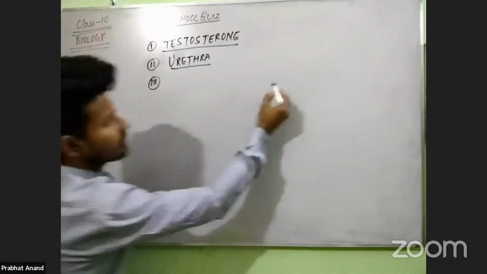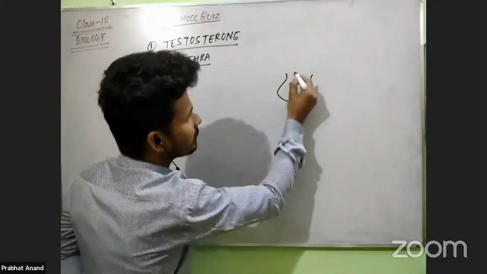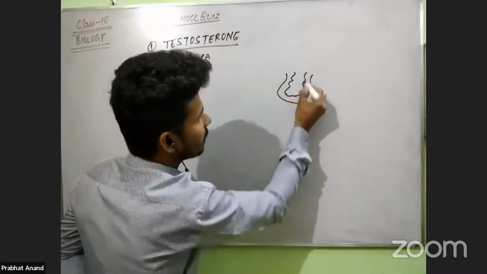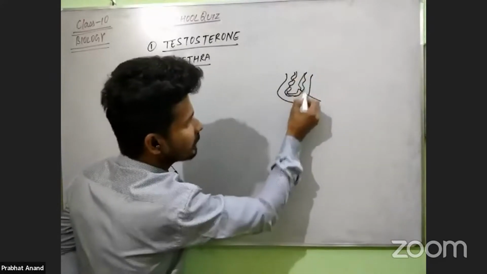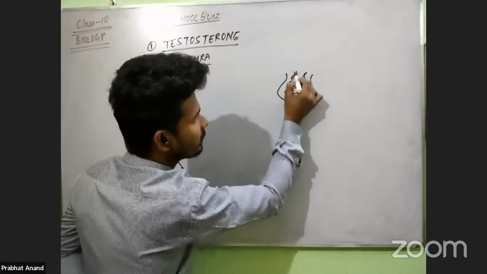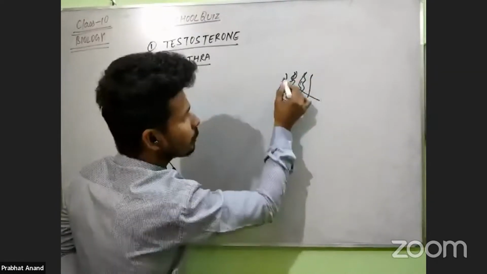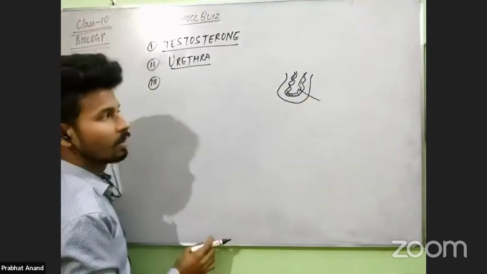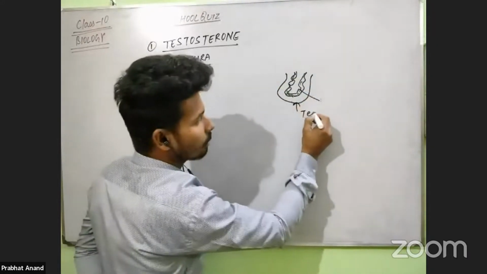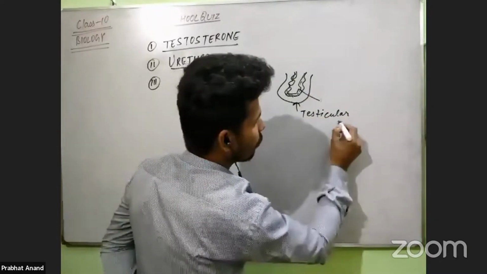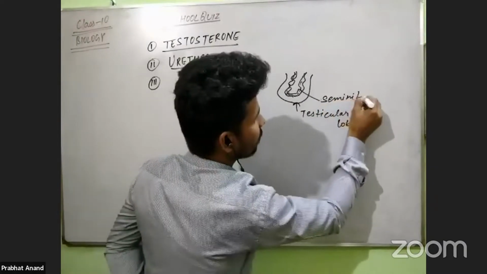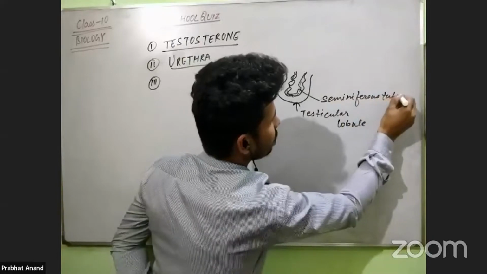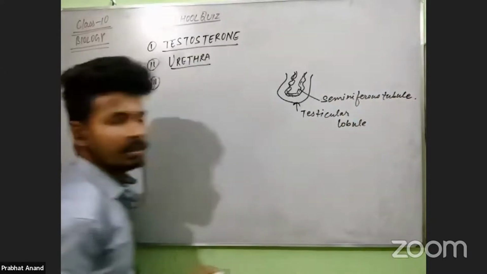This was the structure, this was the lobule, and this duct was inside the lobule. This duct is the seminiferous tubule, right? If we are mentioning this, because the secretion takes place in this tube, then we will not be mentioning this lobe. This lobe is the testicular lobule, but this is the seminiferous tubule. Got it? Yes, sir.